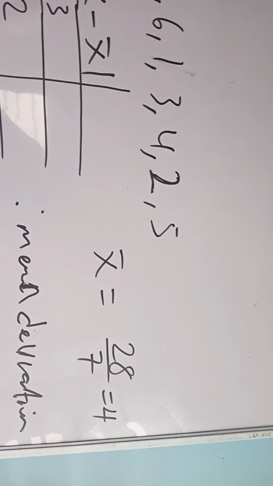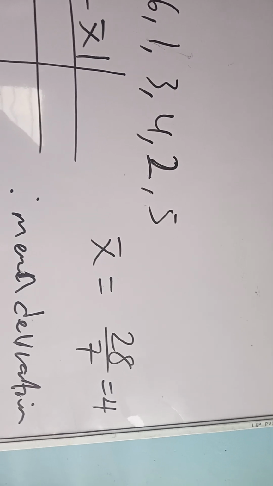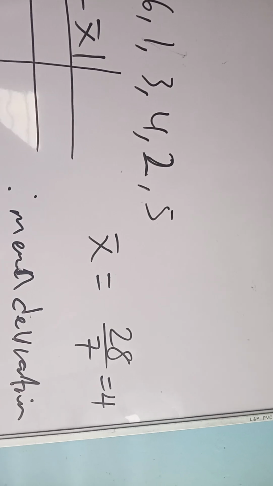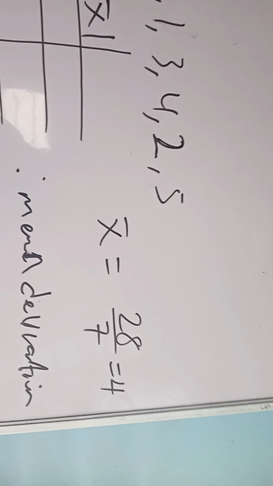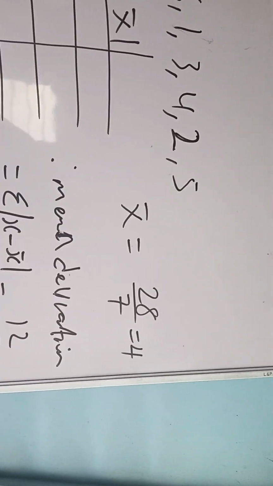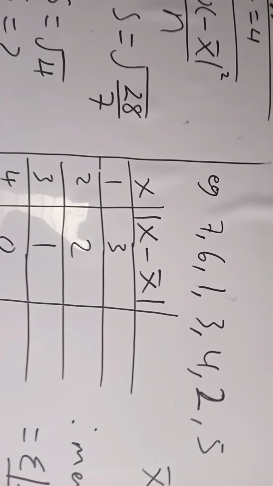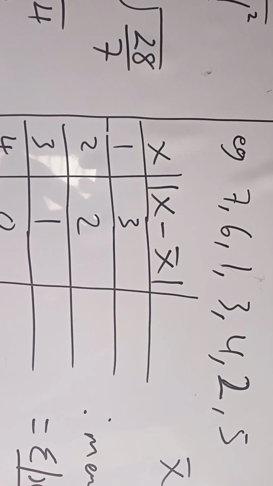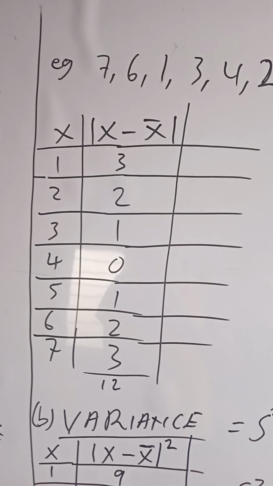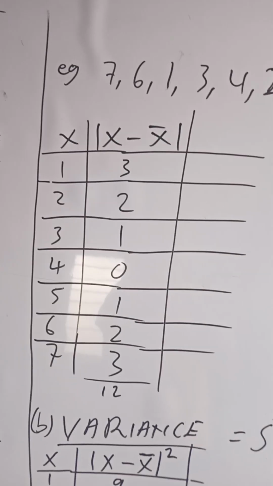The data we have is 7 pieces, and the total is 28. When you divide 28 by 7, we have 4. Therefore, for the mean deviation, the second step is to subtract the mean from all the values. The mean is 4, so we subtract 4 from all the numbers there.